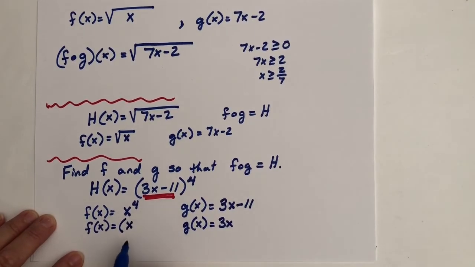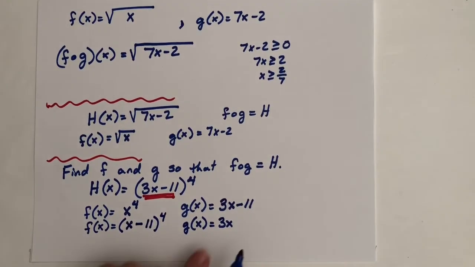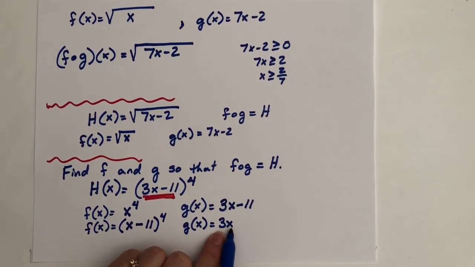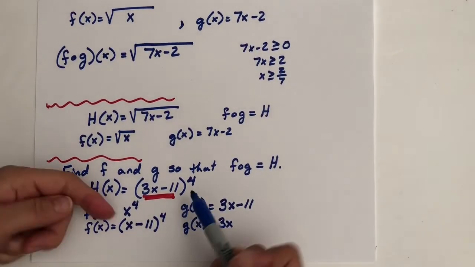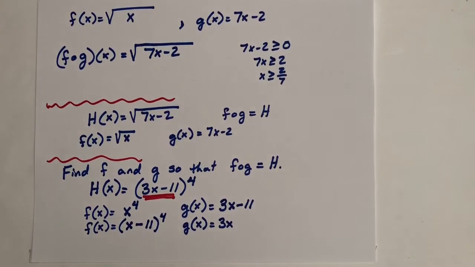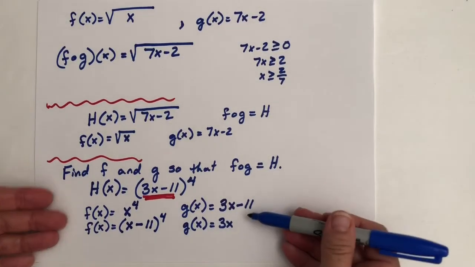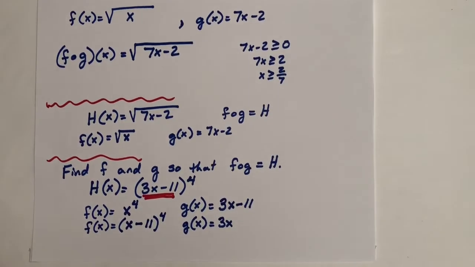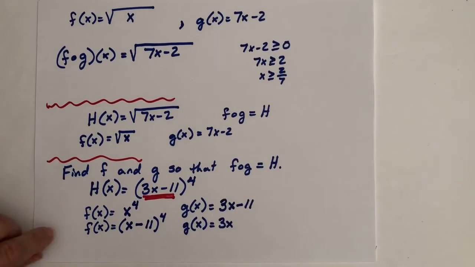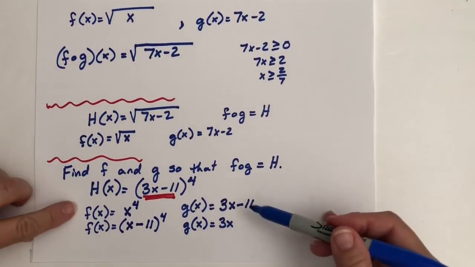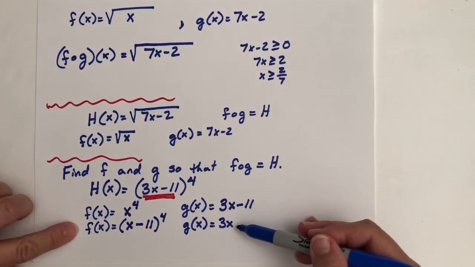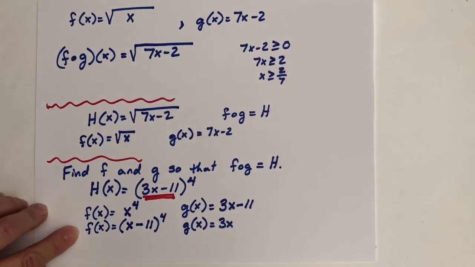x minus 11 to the 4th power. And you can confirm, you put that 3x in place of x, you will get this particular function. And in fact, there are an infinite number of possibilities for the way in which you could decompose this function. I think this one is probably the best one, but this one may be relevant at some point as well.